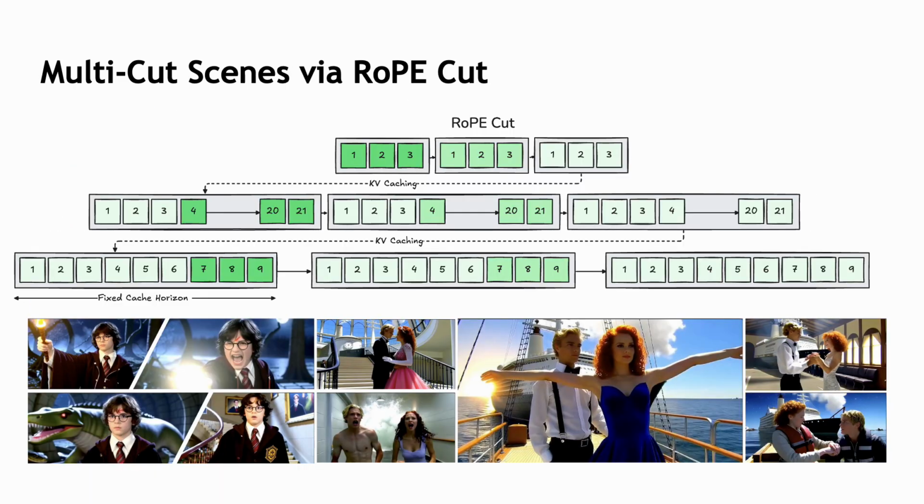The third capability is multicast cinematic generation via RoPE cut. The diagram shows how it works. At each cut point, we shift the temporal RoPE coordinates by a jump parameter delta. The top row shows the prompt level coordinate blocks. The middle row shows how these map into KV cache with the jump. The bottom row shows the full coordinate timeline with the fixed cache horizon. The model perceives a fresh scene at each cut, new location, new setting, but identity information persists through the cache.